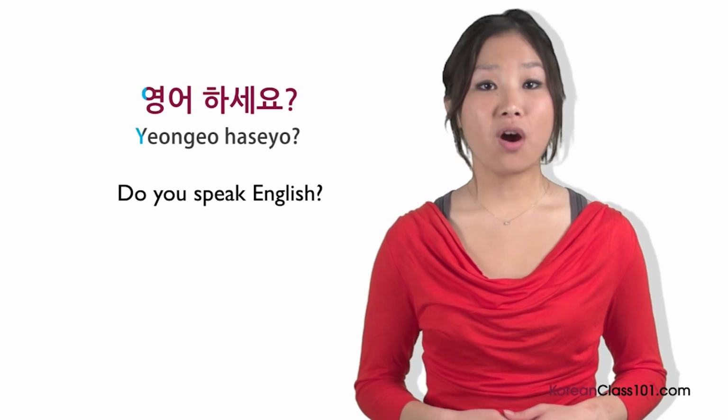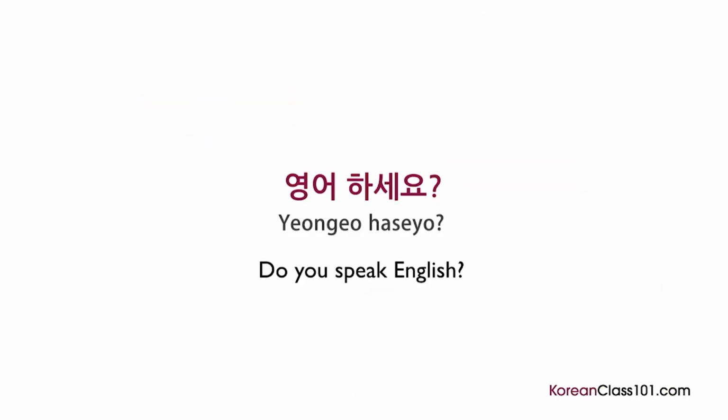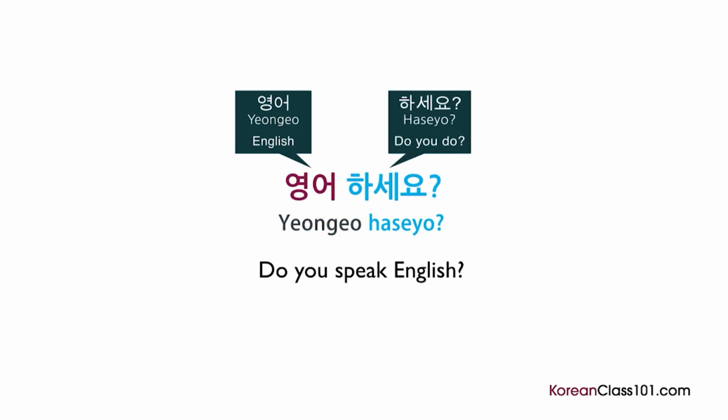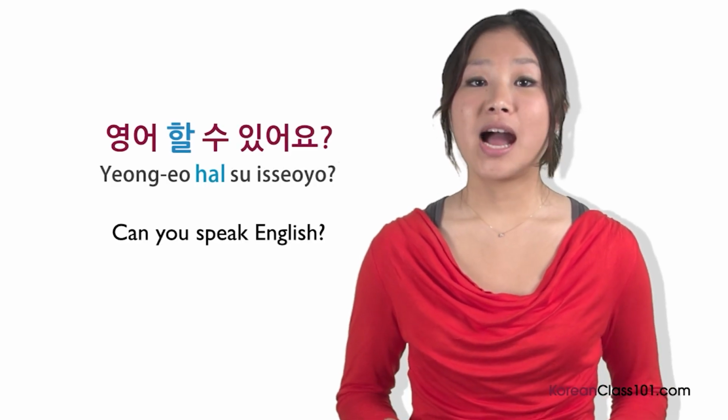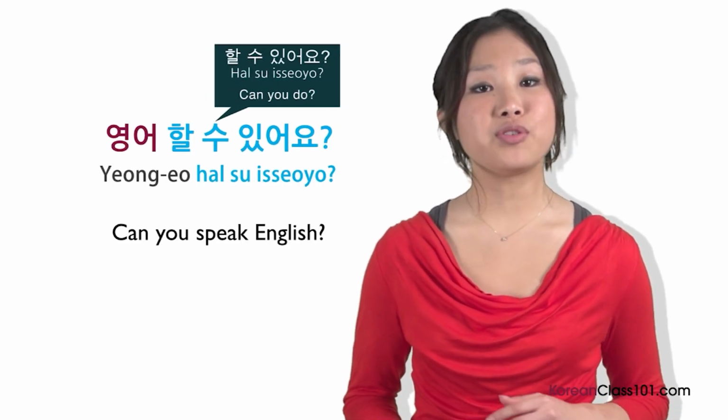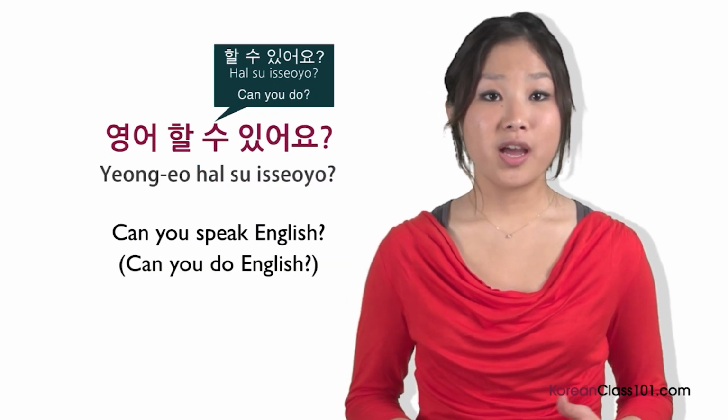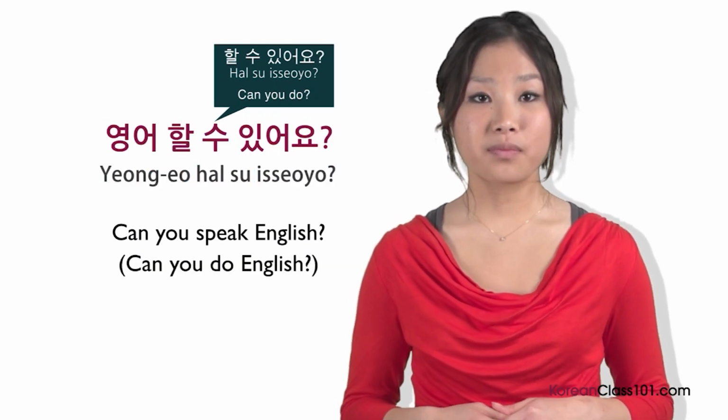Here's the basic way to ask whether someone speaks English. 영어 하세요? 영어 means English, and 하세요 means do you do? So 영어 하세요 means do you do English? If you want to be a little more specific and ask about someone's ability to speak English, you can say 영어 할 수 있어요? 할 수 있어요 means can you do? Can you do English? 영어 할 수 있어요?